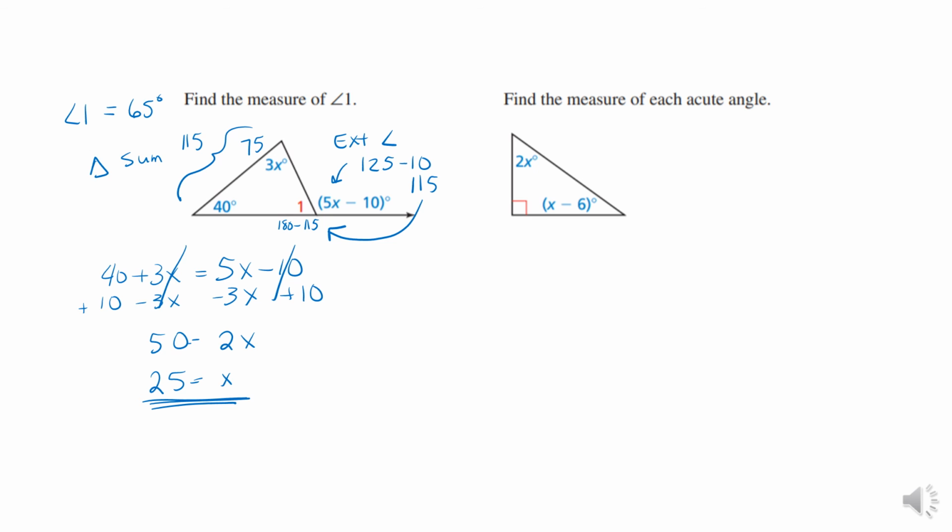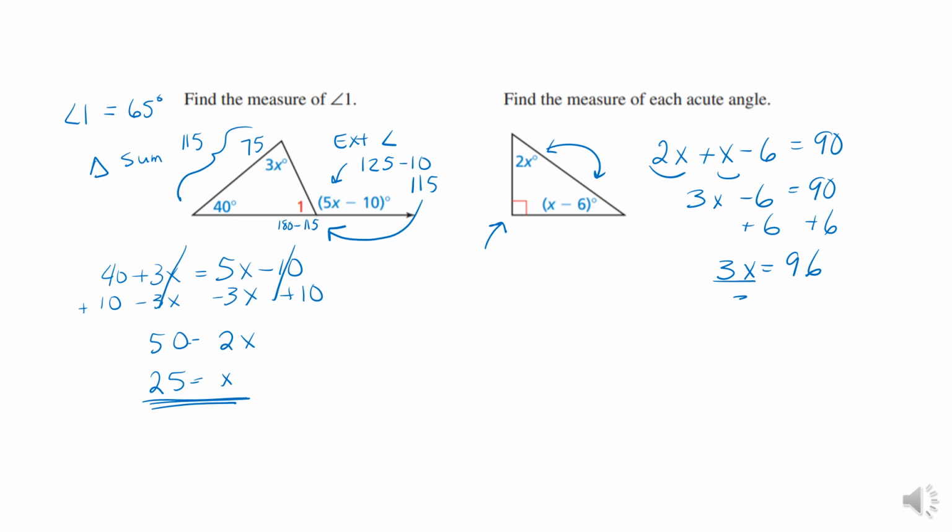Okay, so either one. Now this one, they're giving me a right angle, and so I have to find these two. I know that these two are complementary. So I go 2x plus x minus 6 equals 90. Combine your like terms. I get 3x minus 6 equals 90. Add 6 to both sides. 3x equals 96. I'm going to divide by 3, and I get x equals 32. So that means this angle is 64, and this angle is 26, which is 32 minus 6. Then I just do a quick double check to make sure that those add up to 90, and they do. So I'm good to go. Okay? Notice it doesn't take me very long to check the answer.